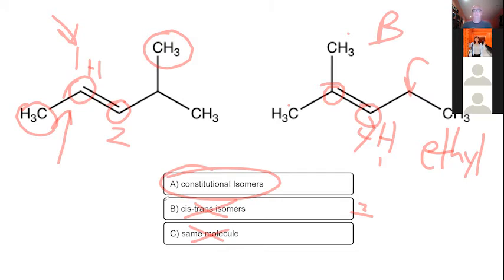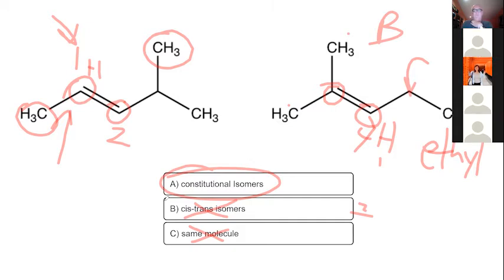There are different types of isomers: constitutional, cis-trans, and stereoisomers. Constitutional and structural mean the same thing. So there are three different types of isomers that we've learned so far. There are two different kinds of stereoisomers, but we'll just call them stereoisomers for now.